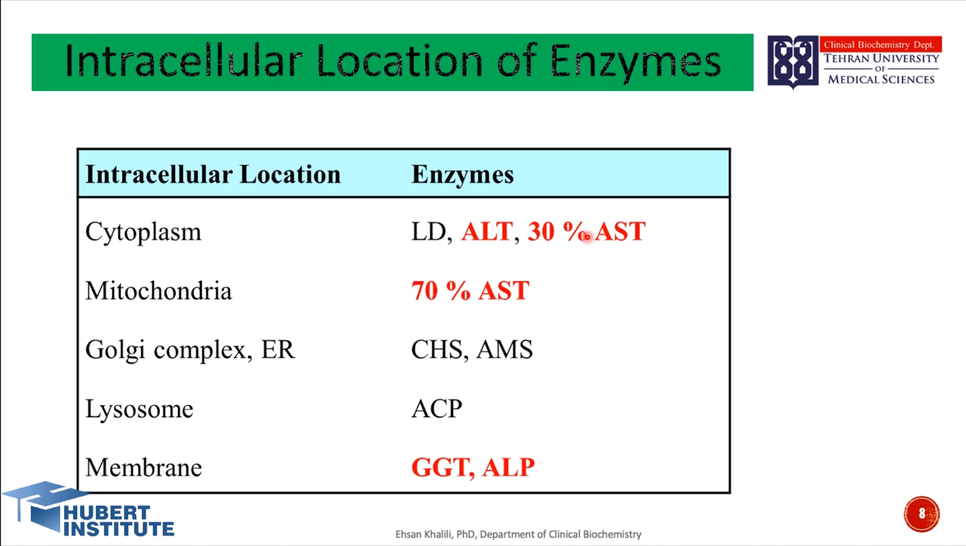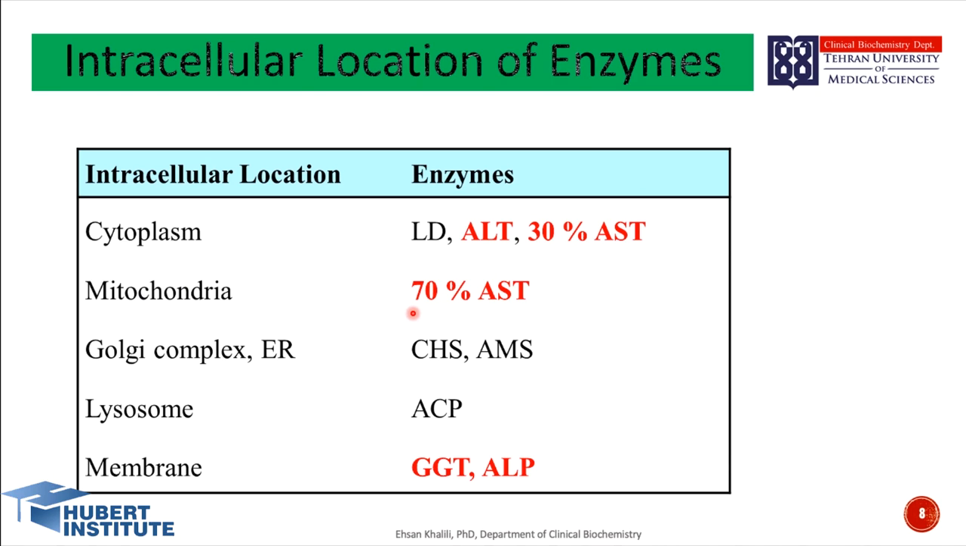So the importance of knowing the intracellular localization of these enzymes is about the severity of the problem. When a condition causes just a mild problem to the cell, we will have cytoplasmic enzymes released to blood circulation. But in a severe condition, with severe damage to the cells, the mitochondria are disrupted and release their enzymes to the blood circulation.